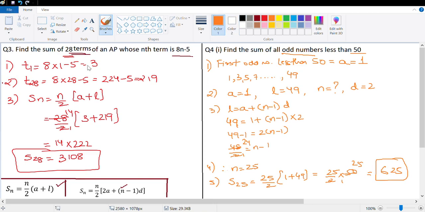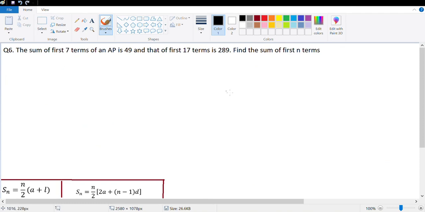The next question that we have is question number 6. Question number 6 says the sum of first 7 terms of an AP is 49. Okay. So sum of first 7 terms is 49. Sum of first 17 terms is 289. What we need to calculate is sum of n terms.